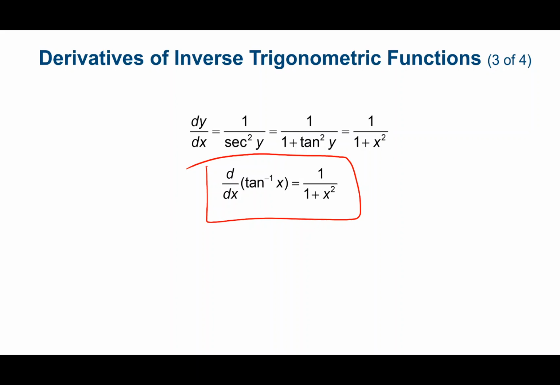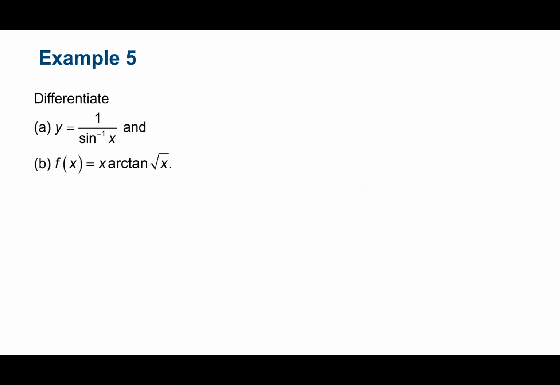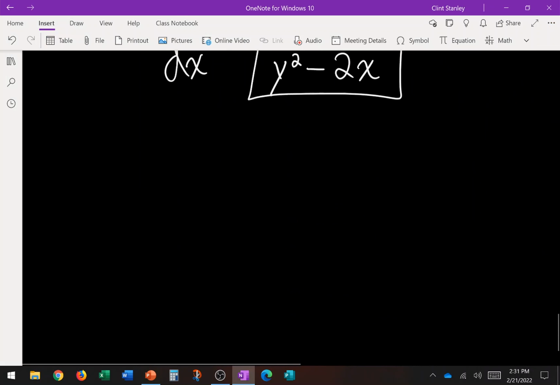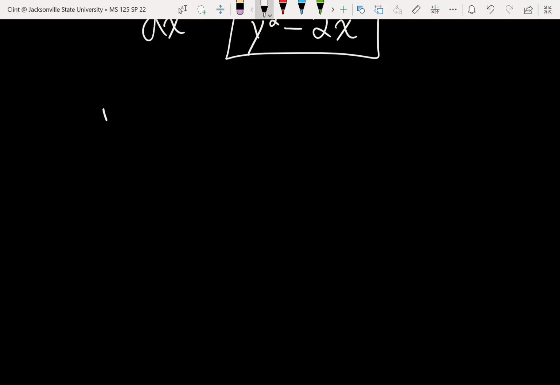These I do not have memorized, so I don't really expect you to have them all memorized either. But let's use these two we've talked about. So first one is let's find the derivative. We have 1 over inverse sine of x. So let's go to our scratch paper. So we have 1 over inverse sine of x.